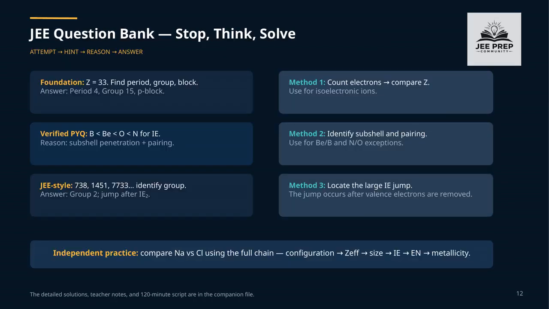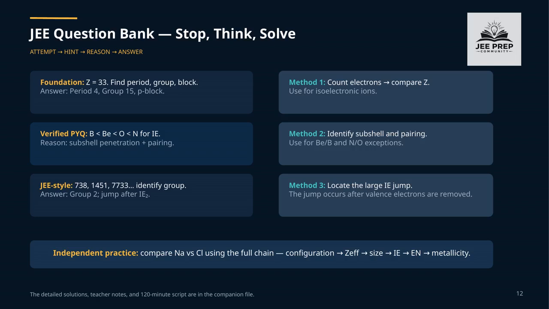Before we close, let us remove the misconceptions that cause the most errors in this chapter. Misconception 1. Across a period, radius decreases because electrons are added. That is incomplete. Electrons are added, but they enter the same shell. The decisive reason is that nuclear charge increases while core shielding is nearly constant. So effective nuclear charge increases and pulls the cloud inward.